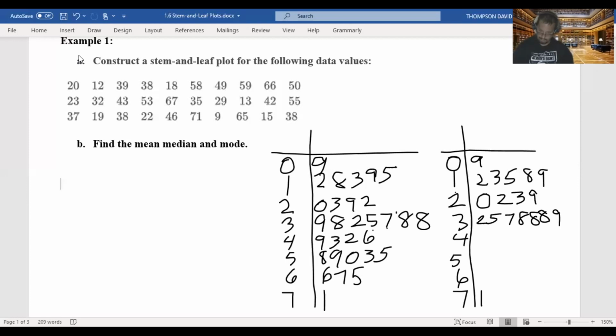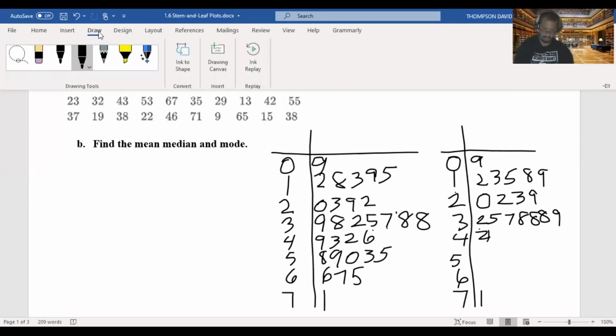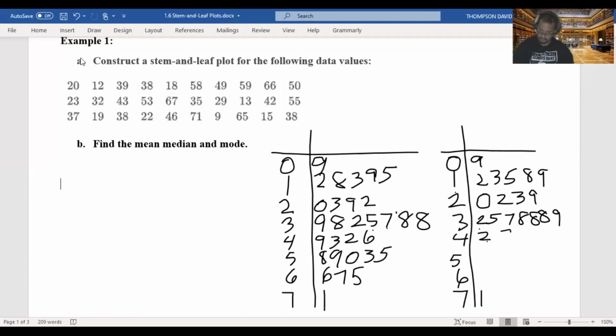The 4 row. The smallest will be 2, then 3, then 6, and then 9. The 5 row. The smallest will be 0, 3, 5, 8, and then 9. Then the 6 row. The smallest will be 5, then 6, then 7.